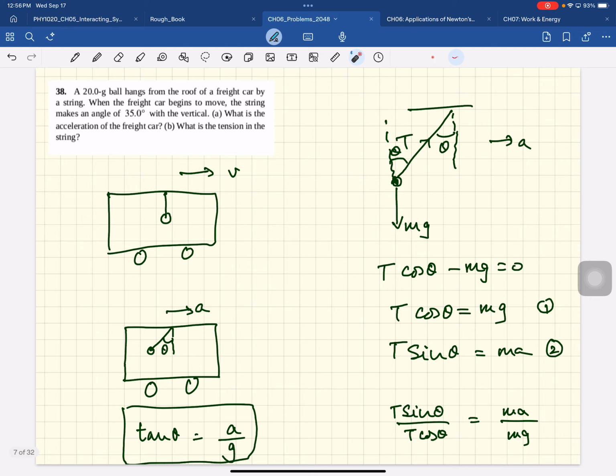Any questions on that? You understand? So an object hanging from the ceiling is an accelerometer. We cancel out T because we don't care to know about it. In this problem, what we are showing you is that the acceleration of the car is related to this angle.